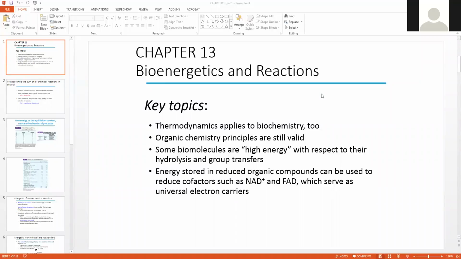Okay, so we're going to be talking about bioenergetics and reactions, and we're going to cover a couple of key topics. We're going to be talking about thermodynamics and the way that that applies to biochemistry. We're going to look at some basic organic chemistry principles that apply, and we're going to talk about how high energy biomolecules allow for group transfer. And then we're going to look at some types of reduced cofactors such as NAD+ and FAD, which serve as electron carriers.